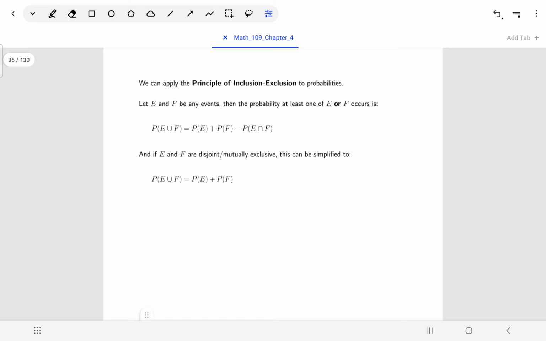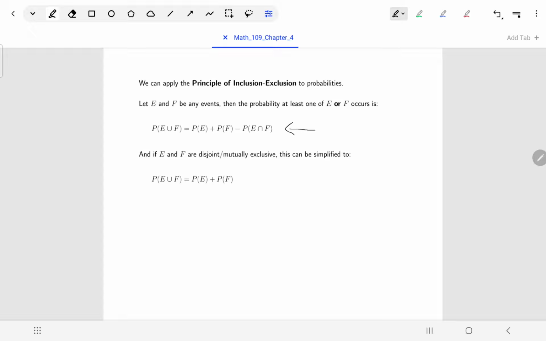Welcome back. Let's now introduce the principle of inclusion-exclusion. Previously we had the addition principle, which was specifically about an event where we were interested in counting up the probabilities of the outcomes inside that event. The inclusion-exclusion principle is what we use if we're talking about two events and we want one event or the other or both to occur.